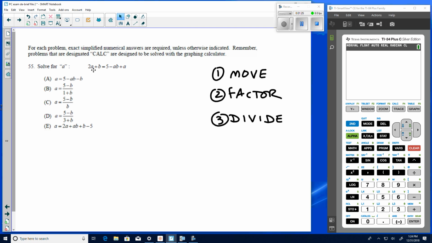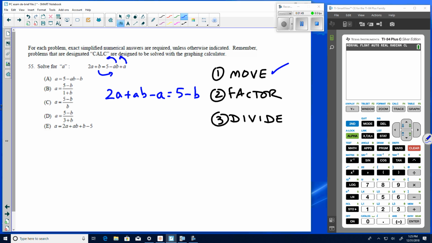Okay, we're going to move all the a's. Let's move them to the left. It really doesn't much matter which side you move them to. We have 2a. We're going to move the ab over, so that's plus ab. And we'll move this a over, so that's minus a. And then on the right side, we had a 5, but now we're going to have to move the b over, so that's minus b. So we've taken care of this move step.